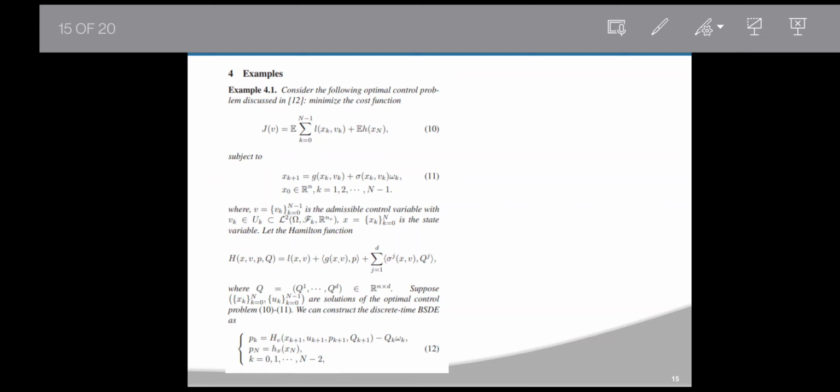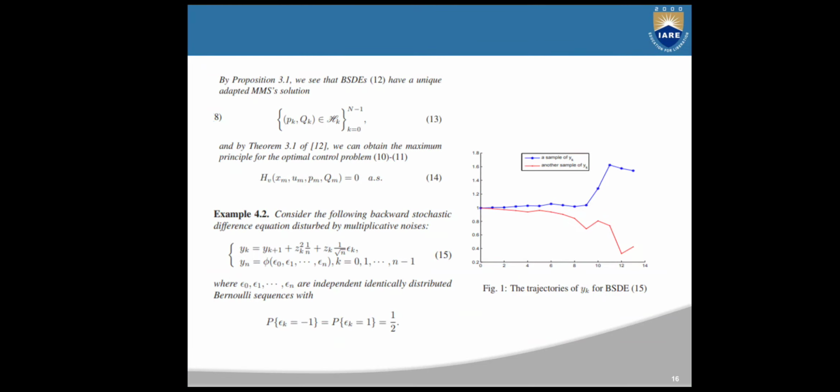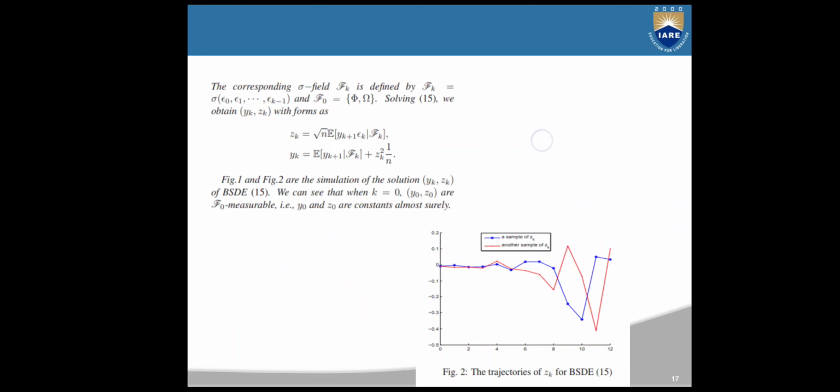Consider the following optimal control problem, discussed in the reference: minimize the cost. By proposition 3.1, we can see the BSD's equation 12 has a unique adapted MMS solution, and by theorem 3.1 of 12 we can obtain the maximum principle for the optimal control problem. Consider the following backward stochastic difference equation disturbed by multiplicative noises, where E0, E1, ..., En are independent identically distributed Bernoulli sequences with P(Ek = -1) = P(Ek = 1) = 1/2.